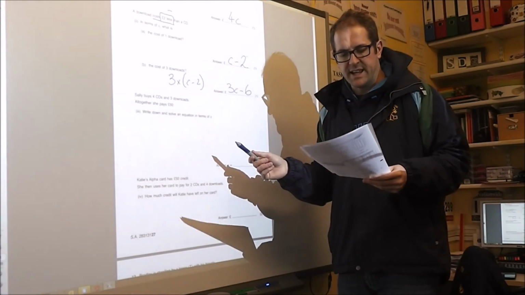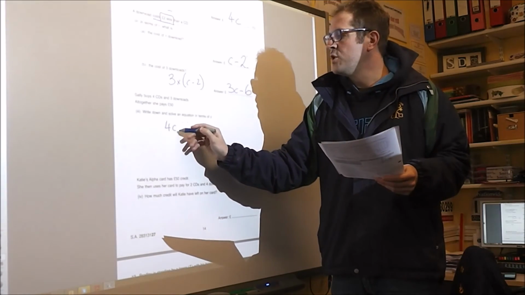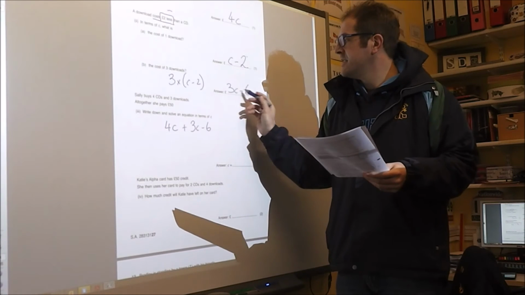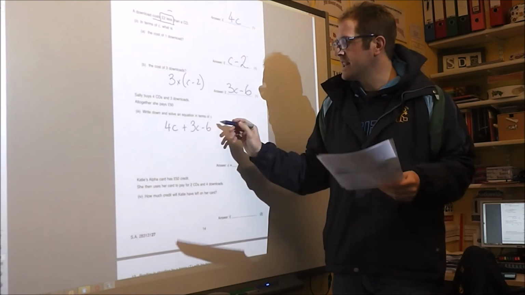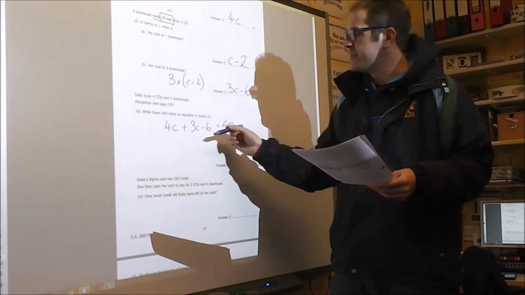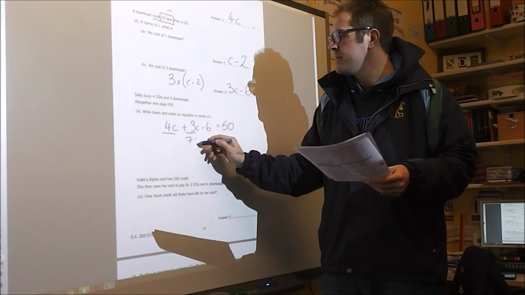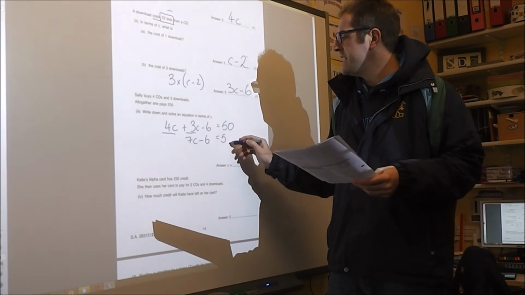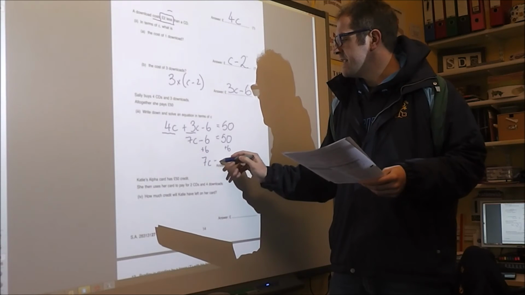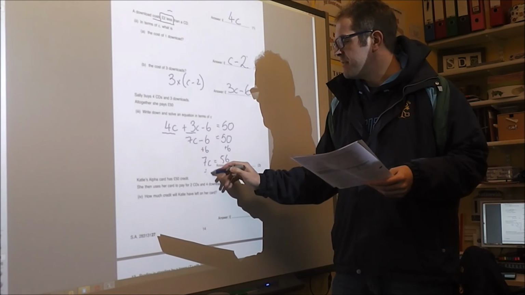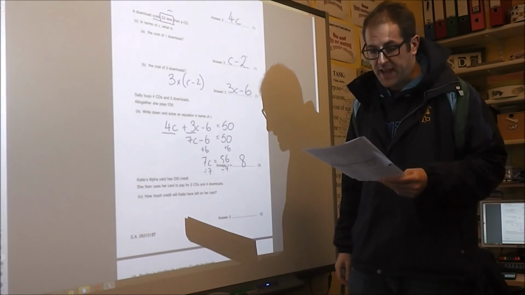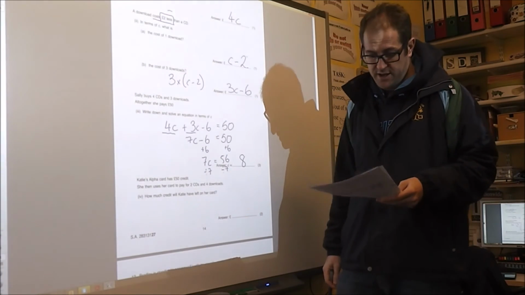Which buys 4 CDs and 3 downloads. So 4 CDs is 4C, 3 downloads is that, and the total altogether is 50. So here is our equation which we can solve. Collect like terms, 7C minus 6 is 50. Add 6 to both sides. 7C is 56. Divide by 7, and C equals 8. £8, which is reasonable for a CD.